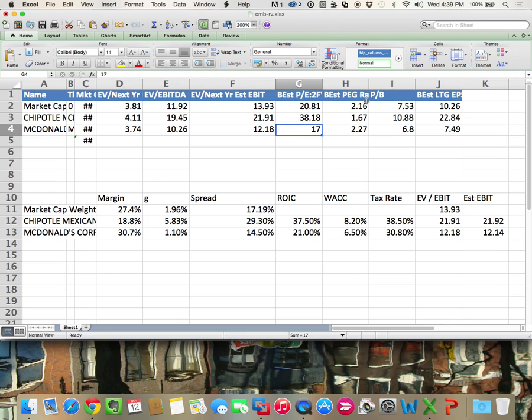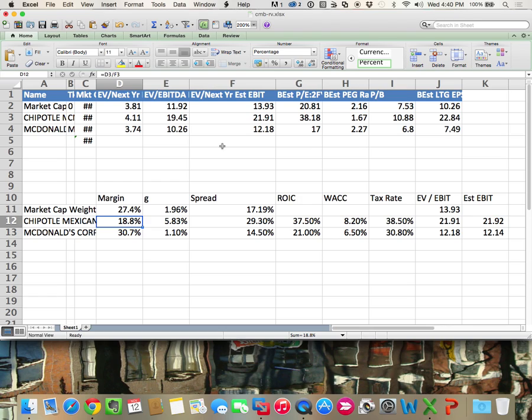How about linking the EV to sales? The EV to sales, Chipotle has it's more similar than their EV to EBIT because Chipotle has a lower margin than McDonald's does, so it lowers it somewhat when multiplied by that, but Chipotle is still higher because its EV to EBIT is originally much higher.